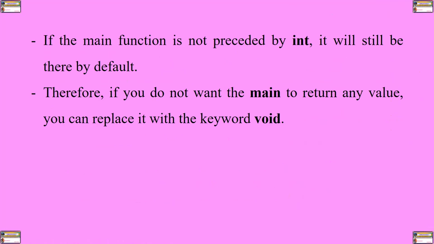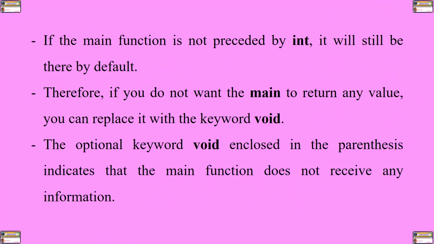Therefore, if you do not want main to return any value, you can replace it with the keyword void. The optional keyword void enclosed in the parentheses indicates that the main function does not receive any information. Just as I have said, for now, you can avoid including the word void in the parentheses and have just a pair of parentheses.